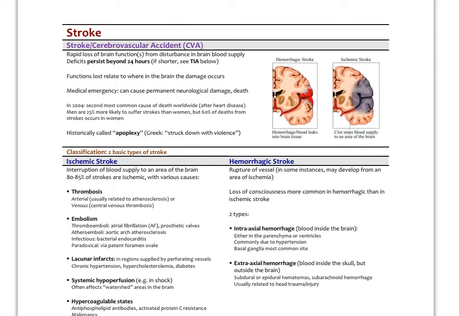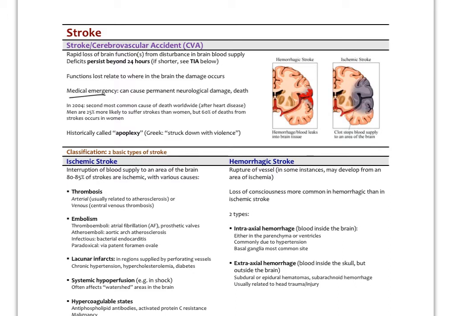And the functions lost relate to specifically the area of the brain that's damaged. This is a medical emergency, so this is a red flag. So it's important to understand what are the signs and symptoms and what to do. This can cause permanent brain damage. It can be fatal. In 2004, it was the second most common cause of death worldwide. It's pretty much the same at this point, I think, in 2019. Men are 25% more likely to suffer strokes than women, but 60% of deaths from strokes occur in women.